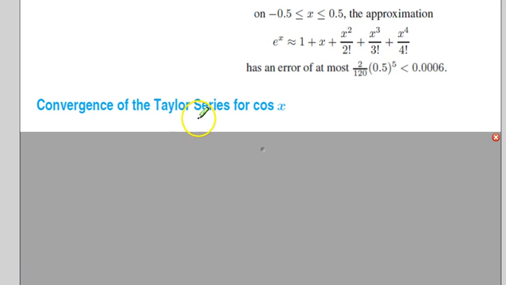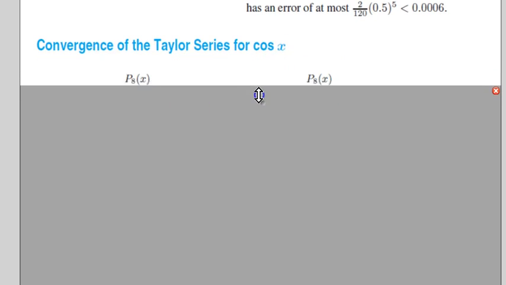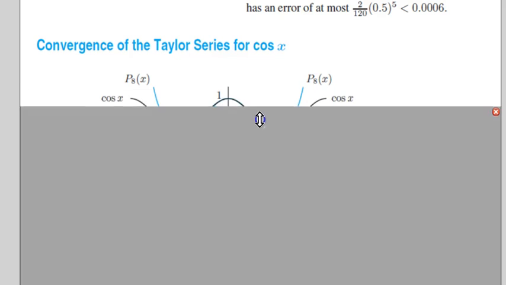Well, in order to determine that, we need to look at the error and see what's happening to the error for any Taylor series approximation. Okay, Taylor polynomial or Taylor series approximation. So let's take a look at cosine of x.